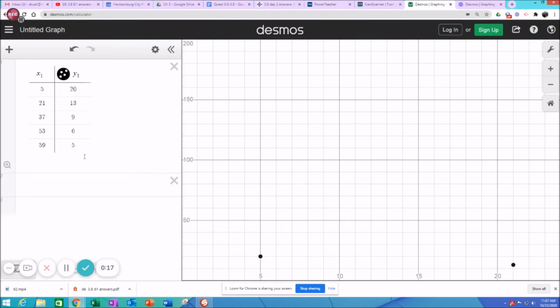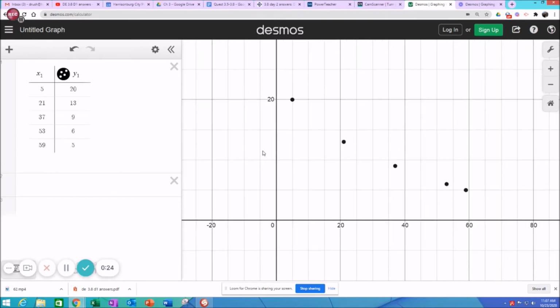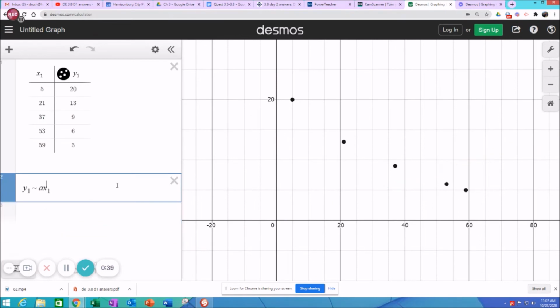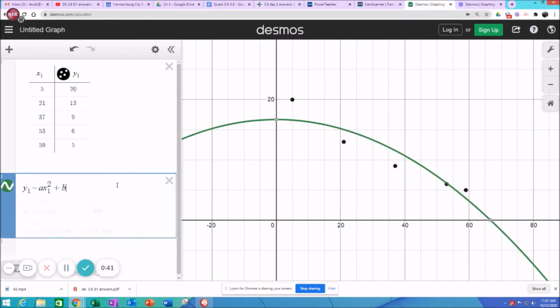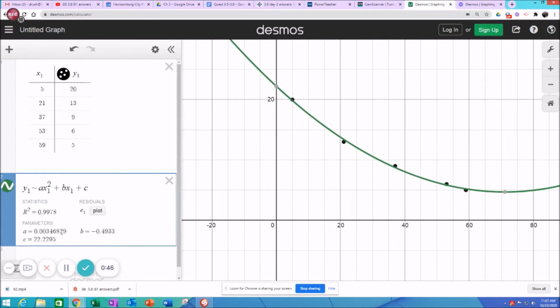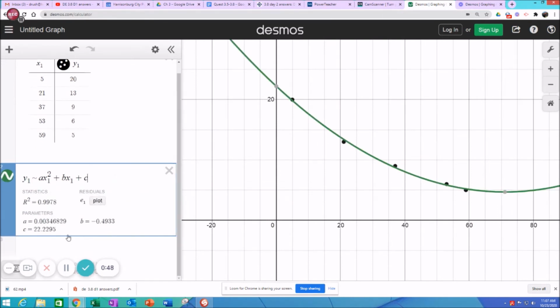So we want to make a scatter plot. Remember, to get a good scatter plot, you hit zoom fit here. So there's our scatter plot. Part B wants us to find the quadratic model for it. So we're going to use y1 tilde, a x1 squared plus b x1 plus c. So here's the equation for that: y equals 0.003x squared minus 4.933x plus 22.2295. You can round it if you'd like. That looks like a pretty good fit.